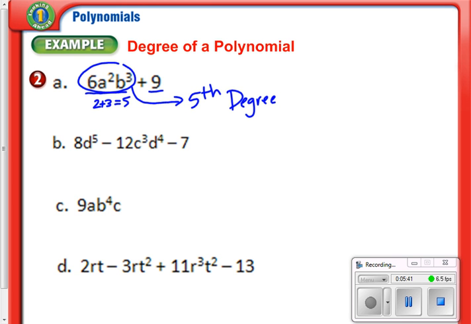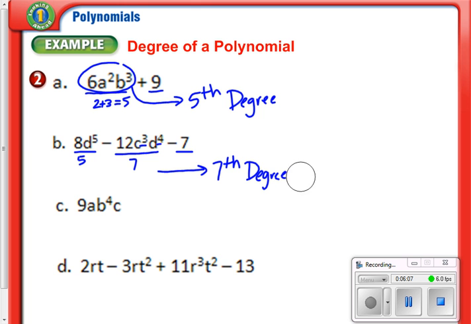B, if you look at it, it's a trinomial given. This here has a degree of 5. This here has a degree of 7 because 3 plus 4 would give me 7. And again, this would be a constant. So looking at this problem, this would be a 7th degree polynomial. It's named by the highest degree.